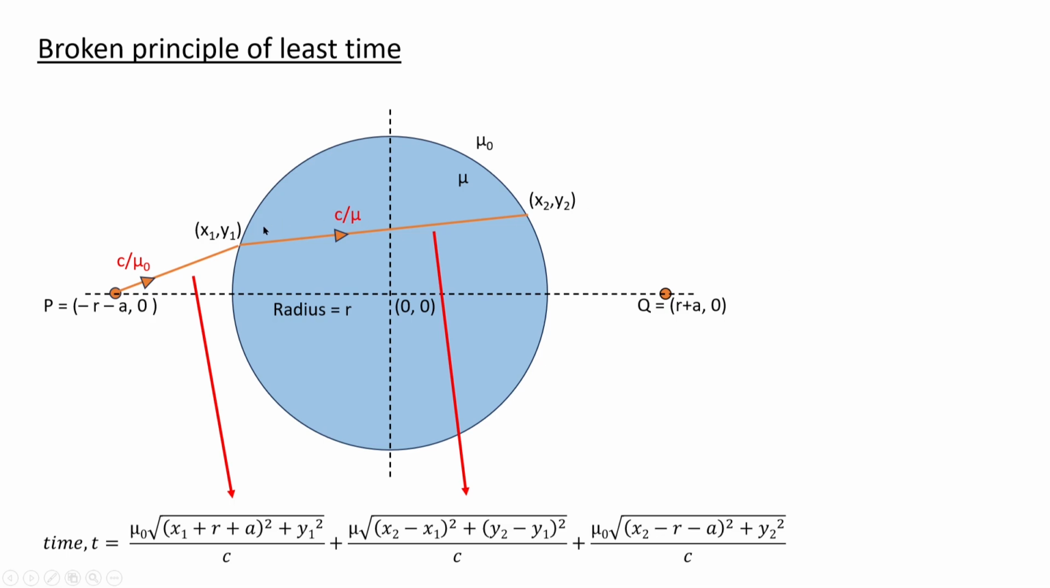Similarly, this is the time taken on this segment. Here the speed of light is c by mu, because mu is the refractive index of the media, and so on. So this is the time taken on the third segment.